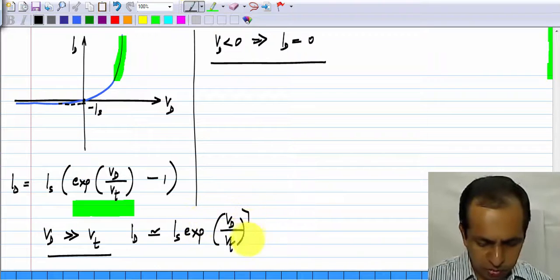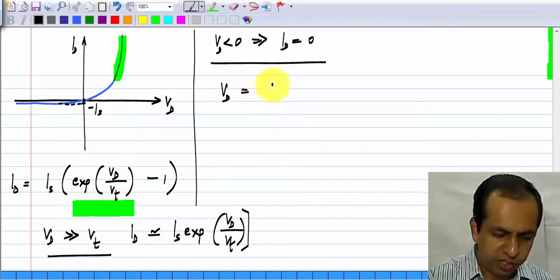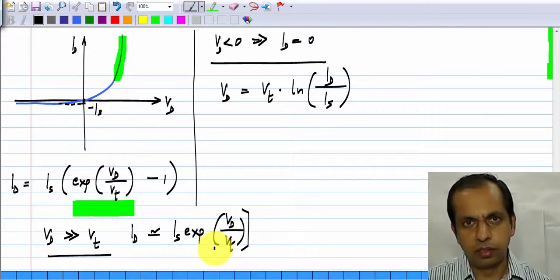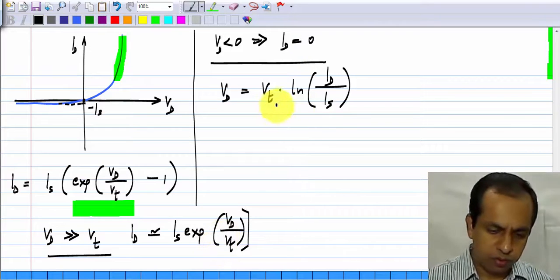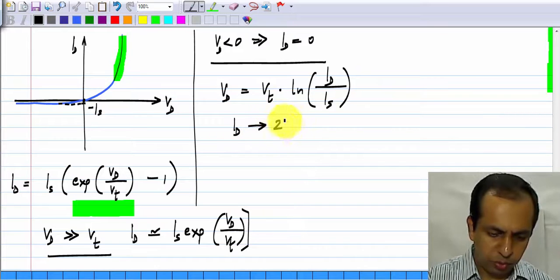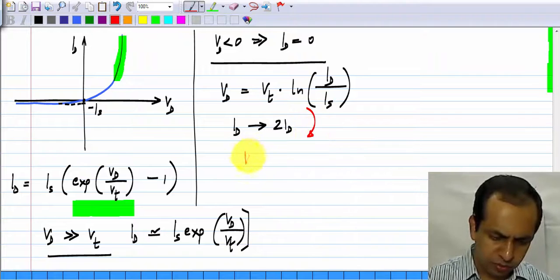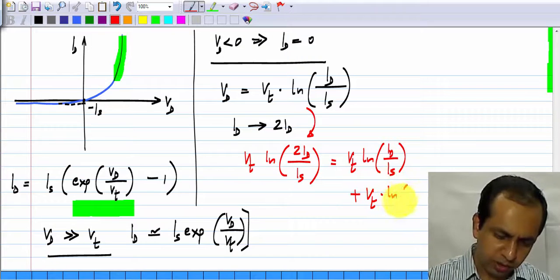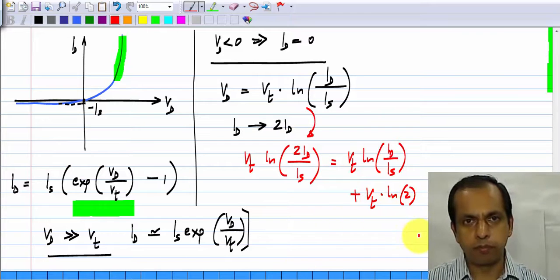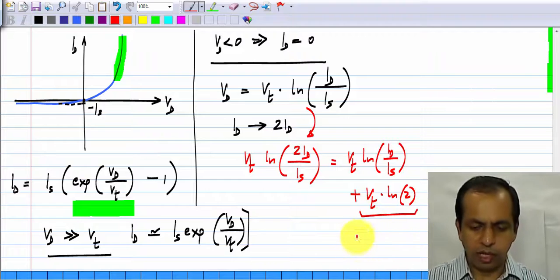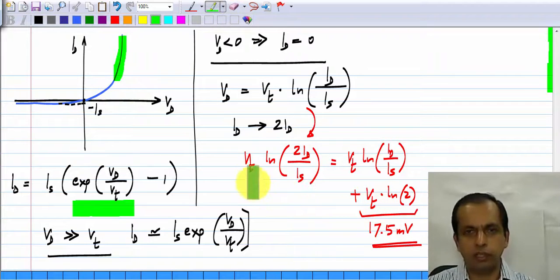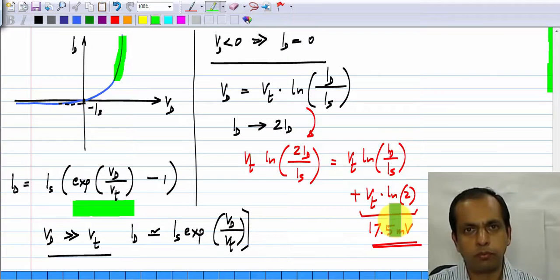In fact, I will use this approximate expression to find the expression for the diode voltage. So, VD will be the thermal voltage times the natural logarithm of the diode current by the saturation current. So, now let us say ID is doubled, ID becomes 2 ID, then this changes to VT ln of 2 ID by IS, which is basically the old value VT ln of ID by IS plus VT times the natural logarithm of 2. And if you calculate this, it will come out to be approximately 17.5 millivolts. So, even doubling the current changes the diode voltage only by something less than 20 millivolts.